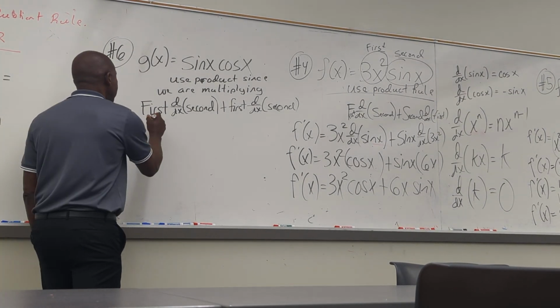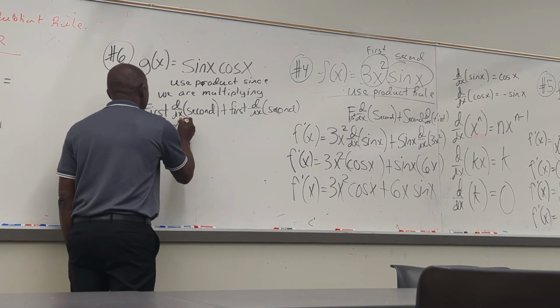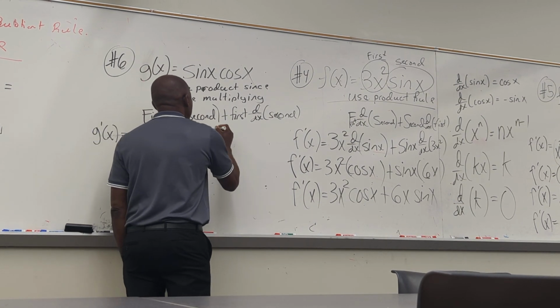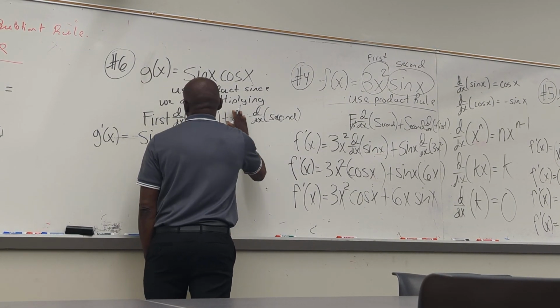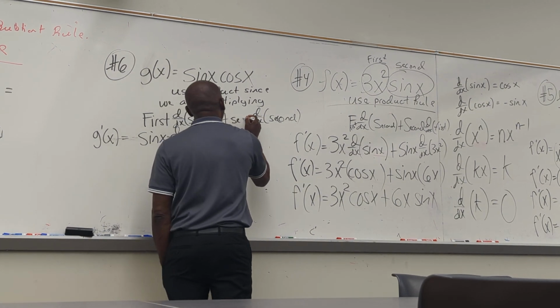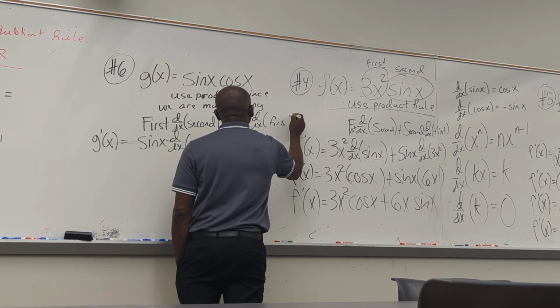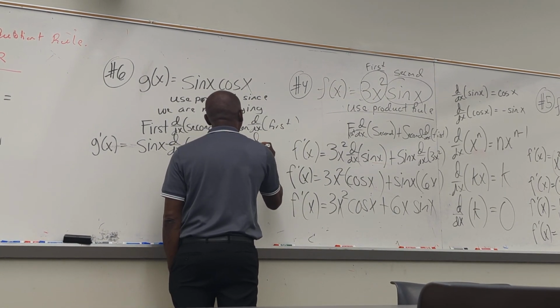So what's the first? Sine x. Times the derivative of what? Cosine x. And then plus cosine x times the derivative of sine x.